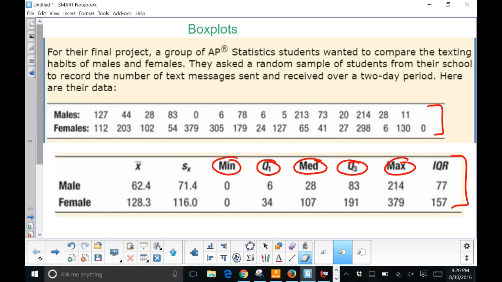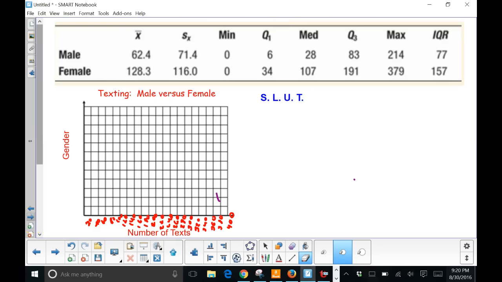So our goal is to make box plots, to figure out what an outlier is or what we consider something unusual, and to compare distributions, in this case with box plots. With that said, I've set up a graph on the left here. I have a title on it, texting males versus females. I have gender on the left, number of texts on the bottom, and I've scaled it out counting by 20s. A little messy, but I put it in there. When I have all that in the graph, I consider that I have SLUT'd it: scale, label, units, title, and I want that on every graph.